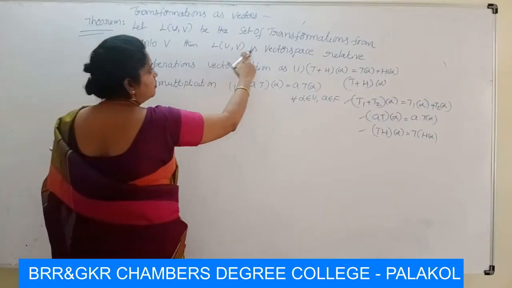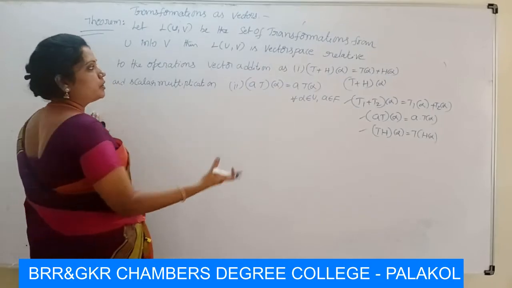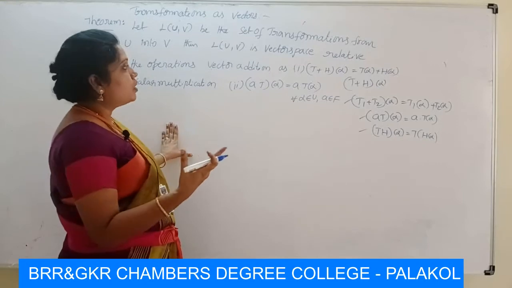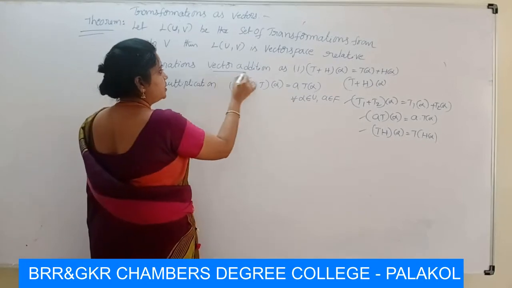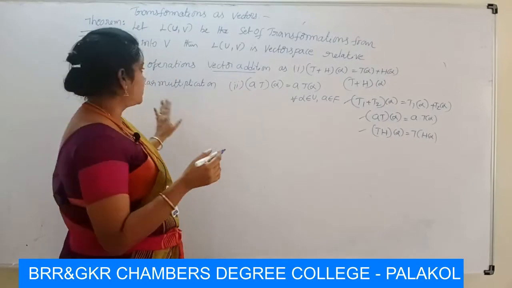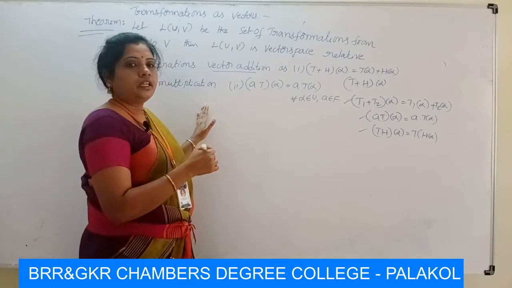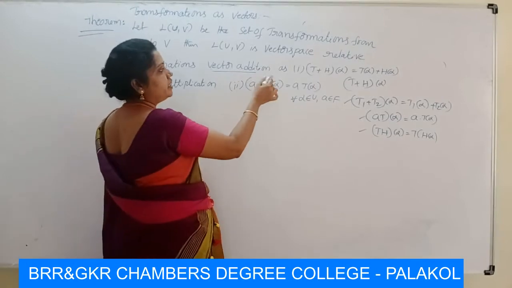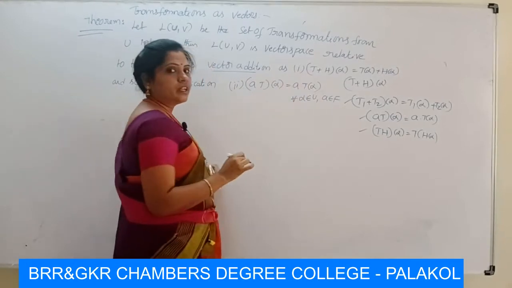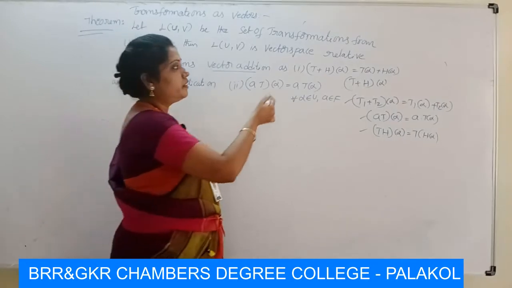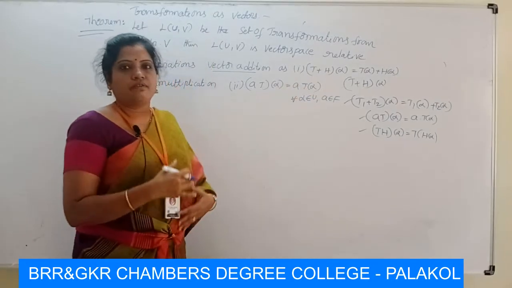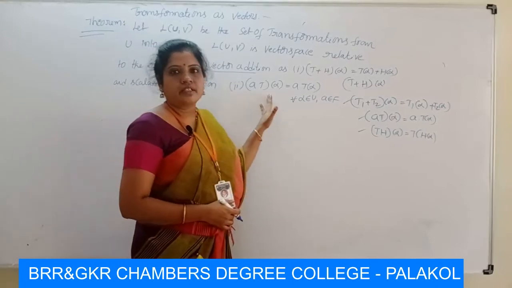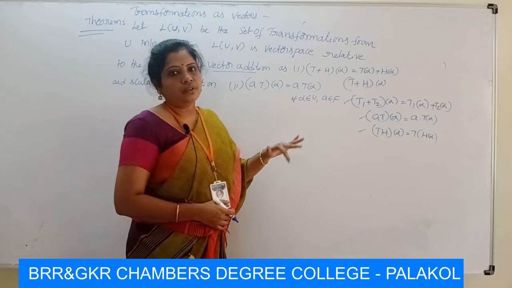We have to prove L of UV is a vector space with respect to the operations. Generally, vectors have an internal composition, vector addition, and an external composition, scalar multiplication. So here we have a set of transformations. Internal composition is defined as sum of the transformations, that is T plus H of alpha is equal to T of alpha plus H of alpha, and scalar multiplication is defined as a T of alpha is equal to a into T of alpha.